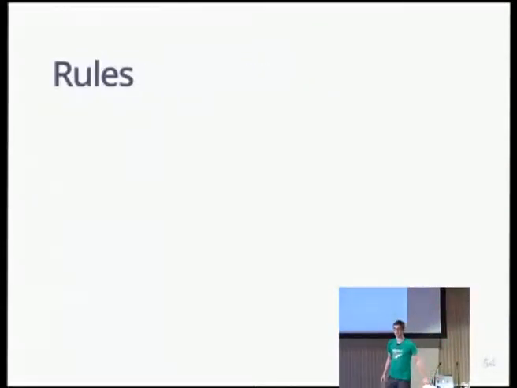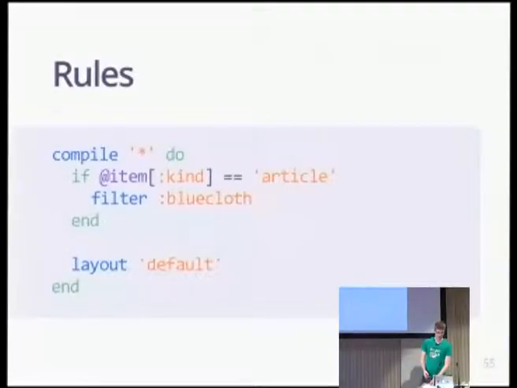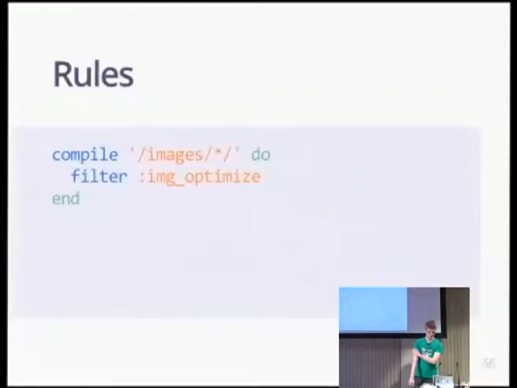So now you have these filters. How do you tell Nanoc when to use them? That's defined using rules. So here you match on everything, so all items. If the item kind equals article, then you use the kramdown filter, which is a Markdown implementation, followed by the default layout. You can also process binary items. So here I say run the image optimize filter. That's not a built-in filter, but you could say maybe PNGCrush or something.